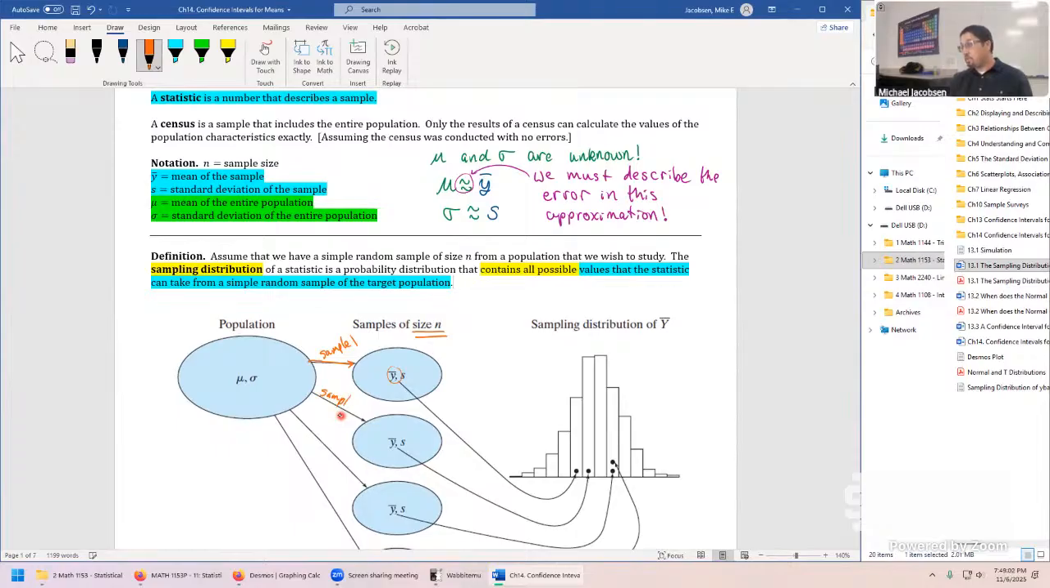Here's sample two. It's a different group of n individuals. That means the mean that you calculate is still estimating the same exact parameter, and so is this standard deviation s, but that mean is not the same. It's a different collection of people. It can come out as a different value. So here it goes in a different spot.